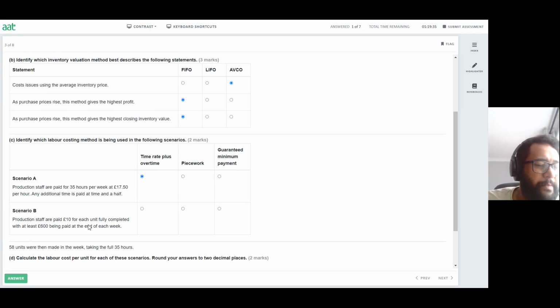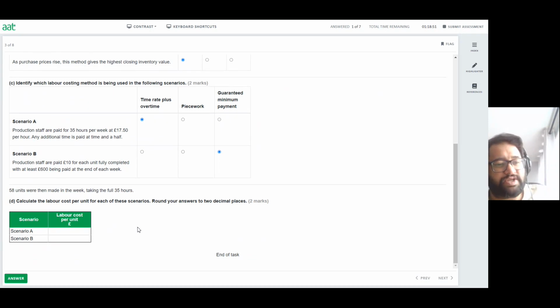The production staff are paid £10 for each fully completed unit, and at least £600 is paid at the end of each week. So that means they will get a minimum of £600, or you get £10 a unit. So if they make 60 items, they fulfill the criteria. But if they make 61 items, they will get £610. If they make anything less than 60, they will get a minimum of £600. This is what we call guaranteed minimum payment. It's not piecework. Piecework means there is no minimum £600 paid to them. So we just have to be careful with this kind of question.